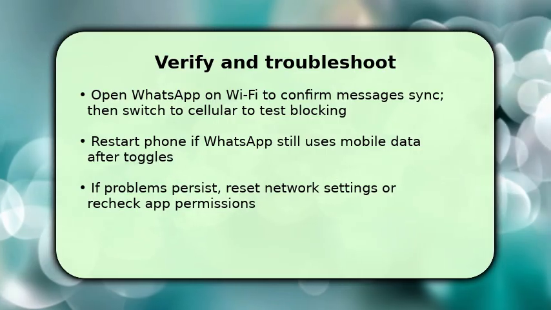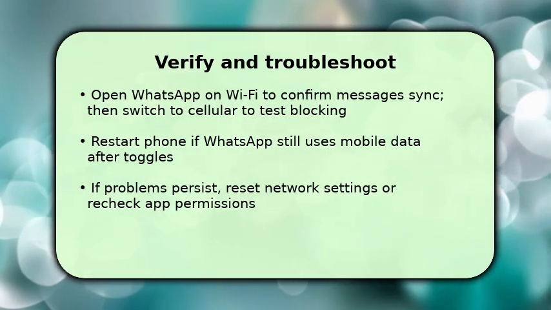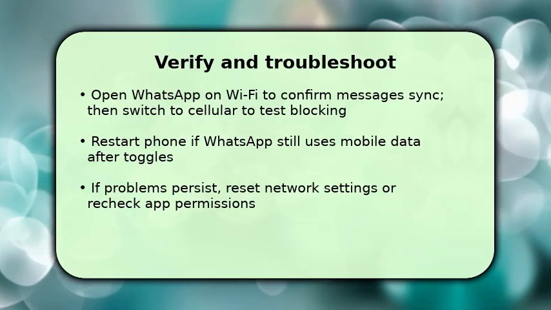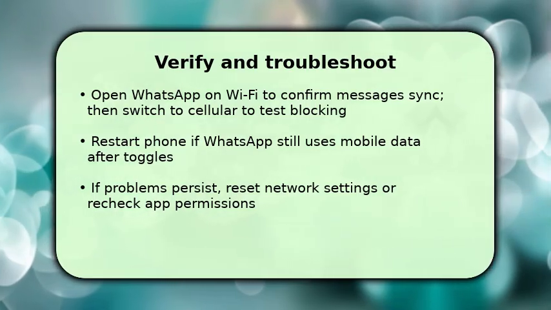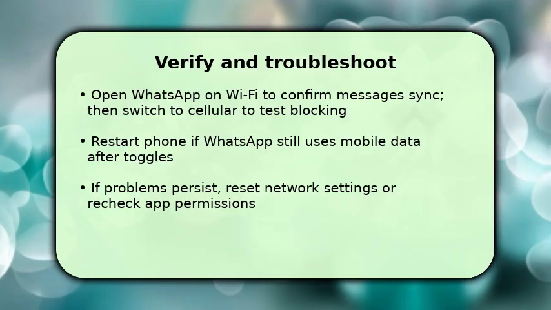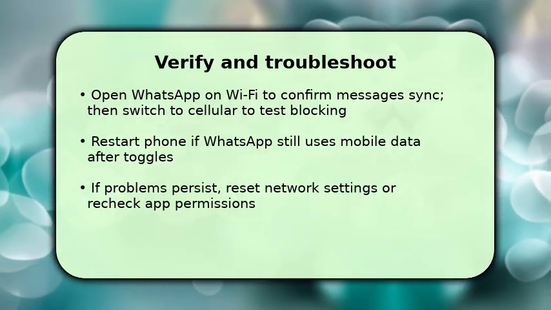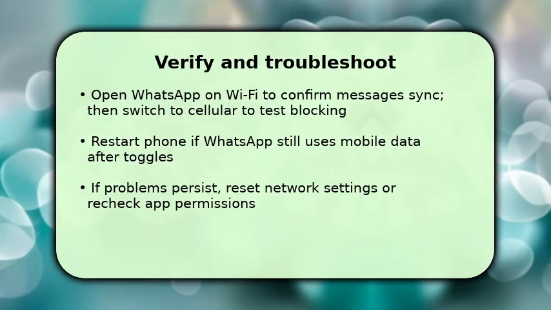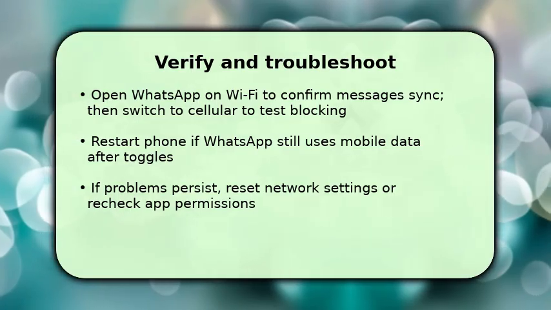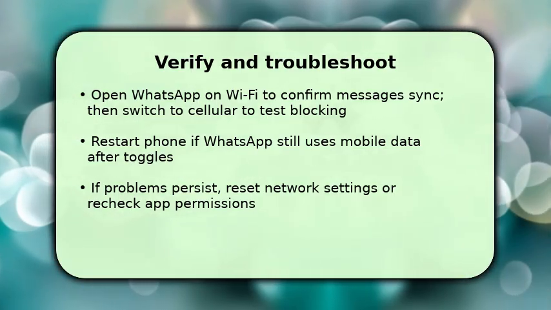Make sure any battery or data saver mode isn't overriding your settings. Sometimes system optimizers re-enable permissions. If issues continue, reset network settings or revisit app permissions to ensure mobile data access is blocked. This verifies and resolves remaining problems.